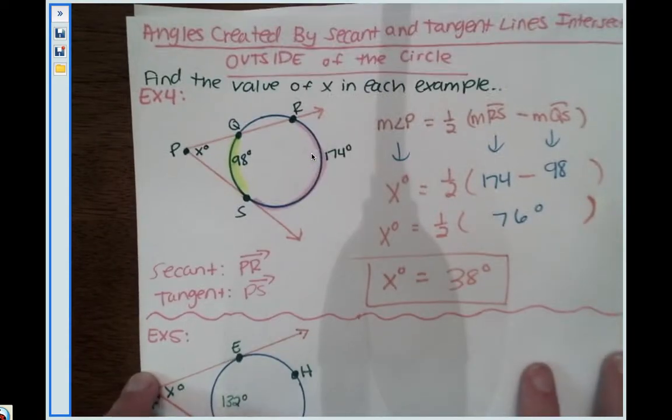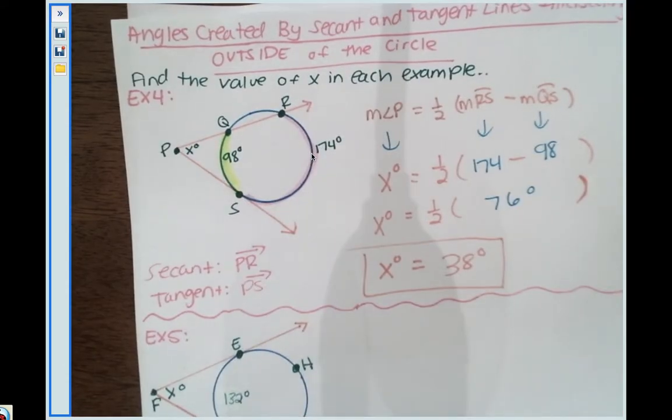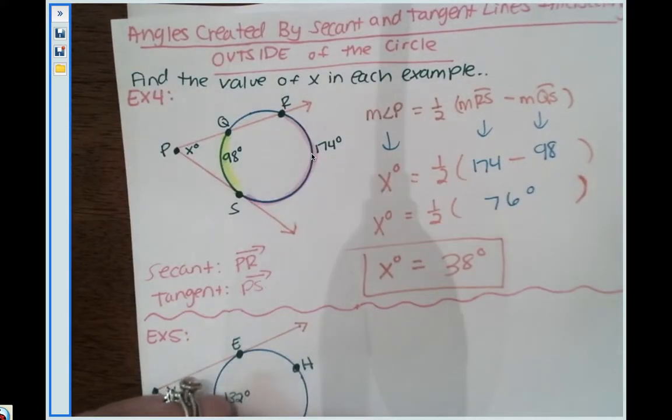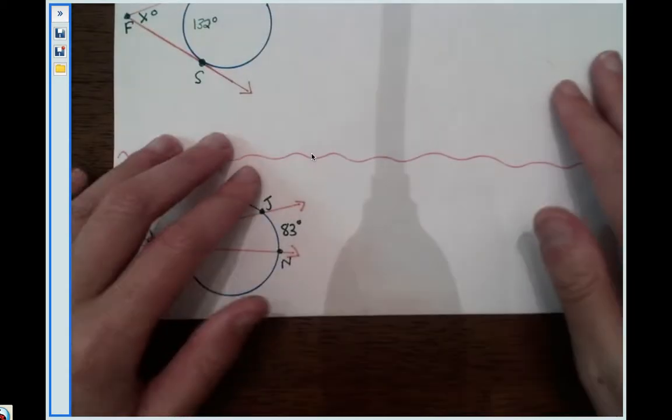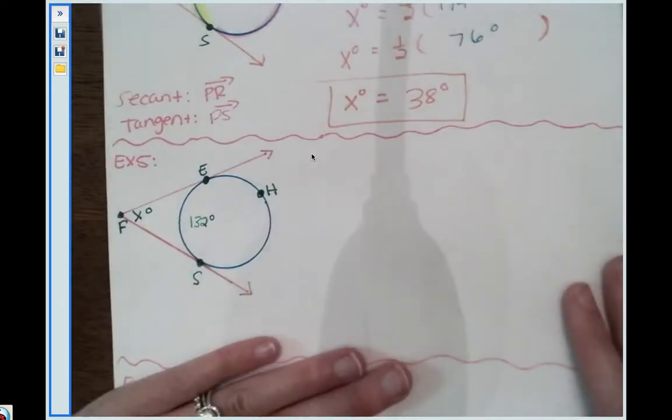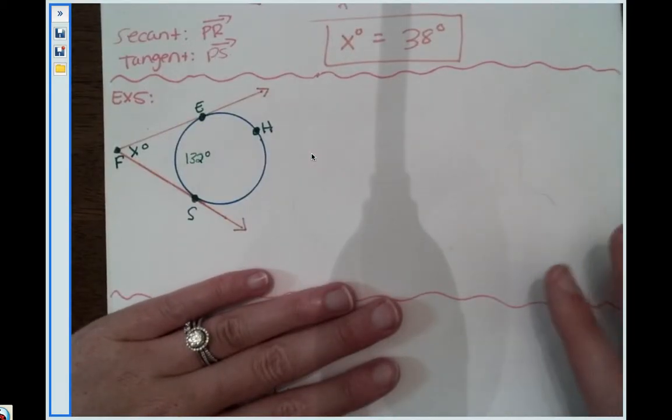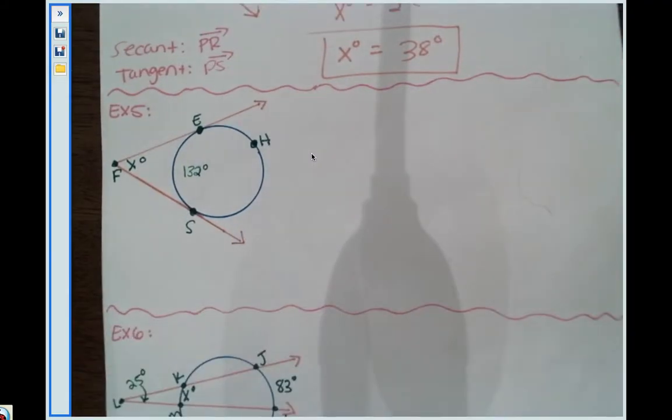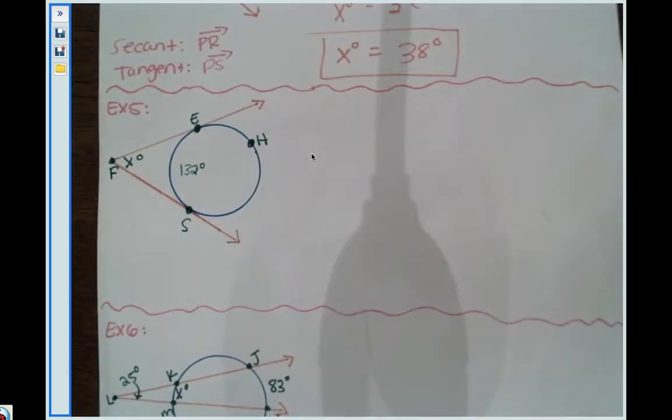So remember at the top I squeezed in those directions, so we are trying to find the value of x in each of these 3 examples, but we're not on 6 yet, so don't look at that. It's a secret. Don't look at it.